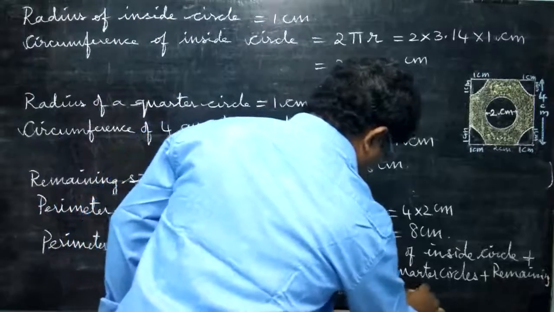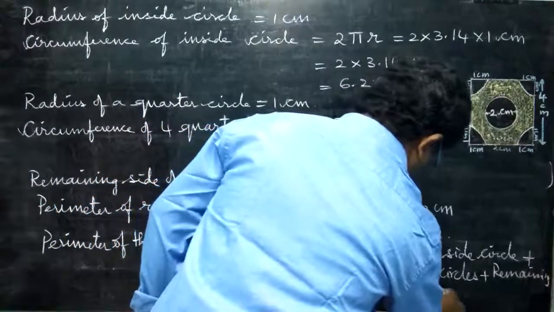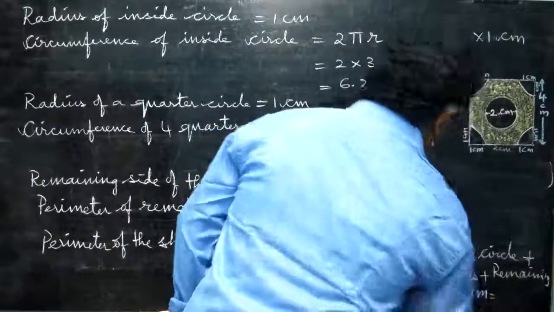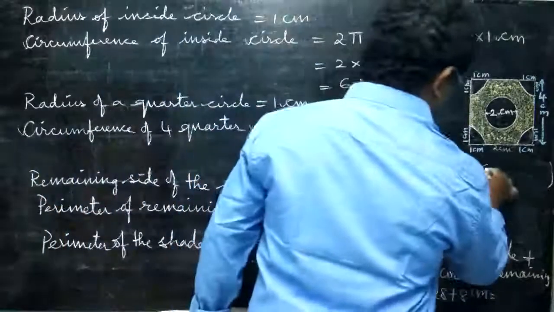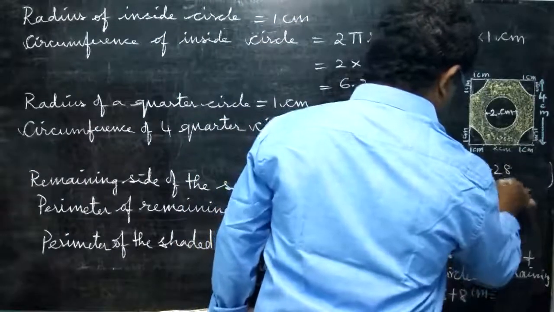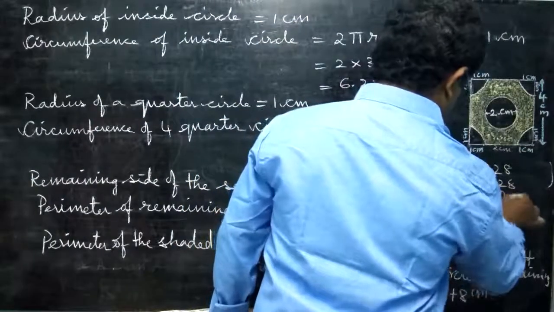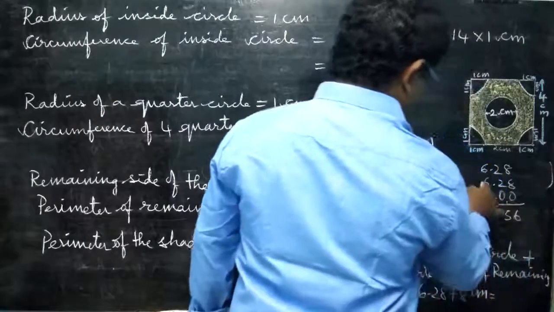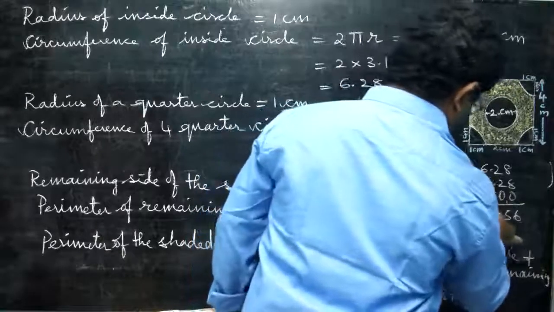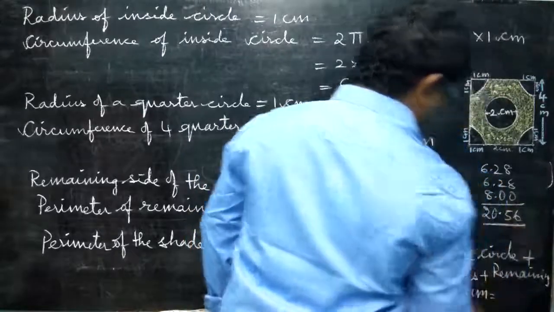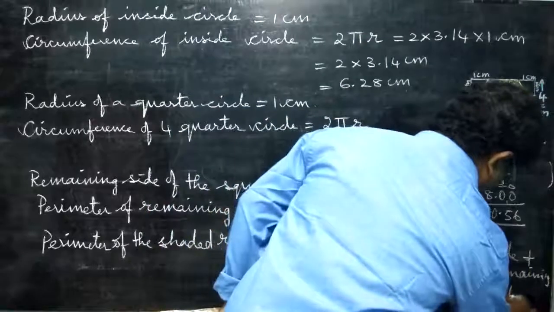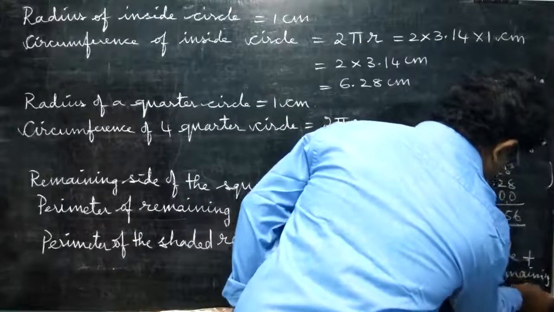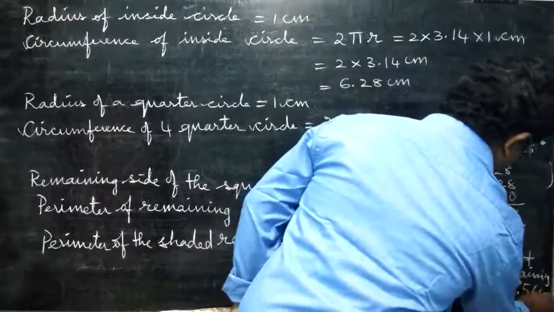6.28 plus again 6.28 plus 8 centimeters. Add clearly. 6.28, 8 centimeters. 16, 1, 5 here, 12, 8, 20. 20.56 centimeters. 20.56 centimeters. This is not centimeter square, only centimeters.